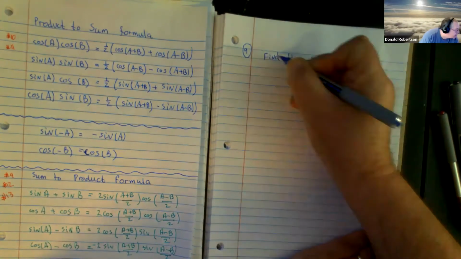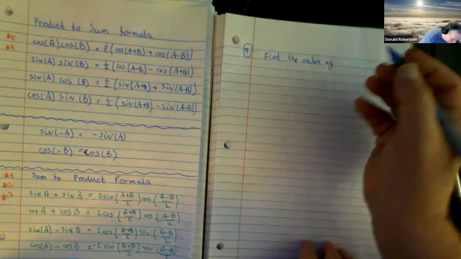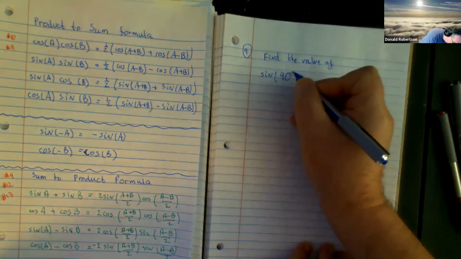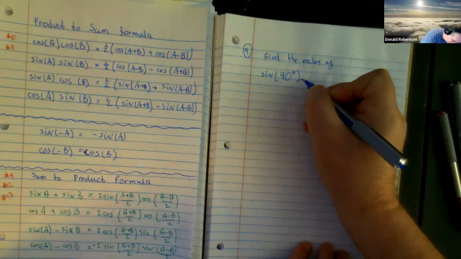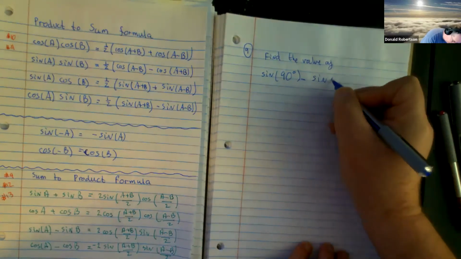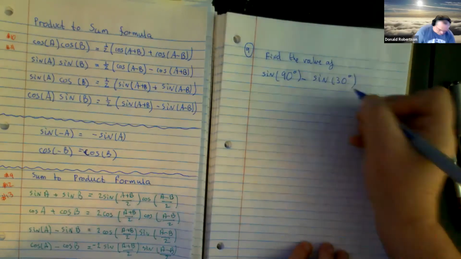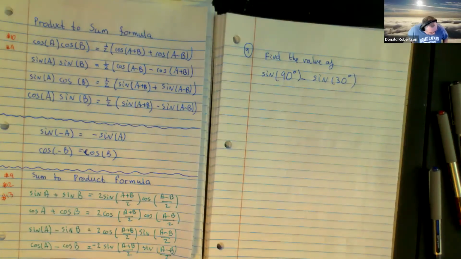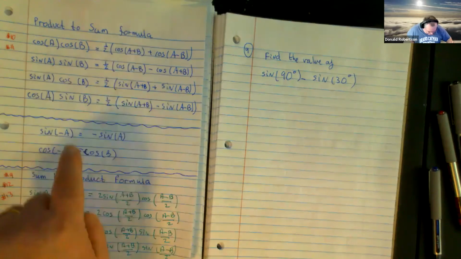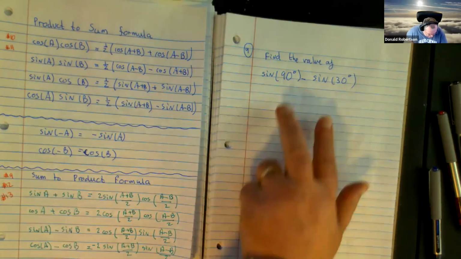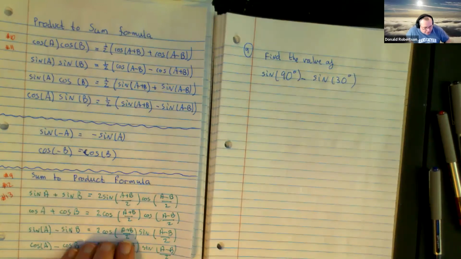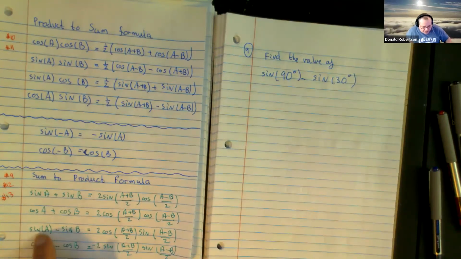They really should say find the exact value of, but that's fine. The sine of 90 degrees, take away the sine of 30 degrees. Now, as I scan through my sets of formulas, there's a sine, take away a sine going on. And so I'm looking at this one, number 3. Do you see it? A sine, take away a sine.